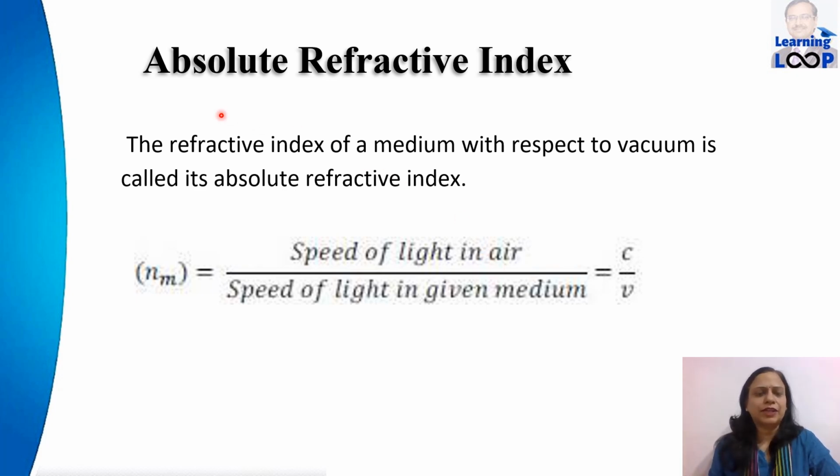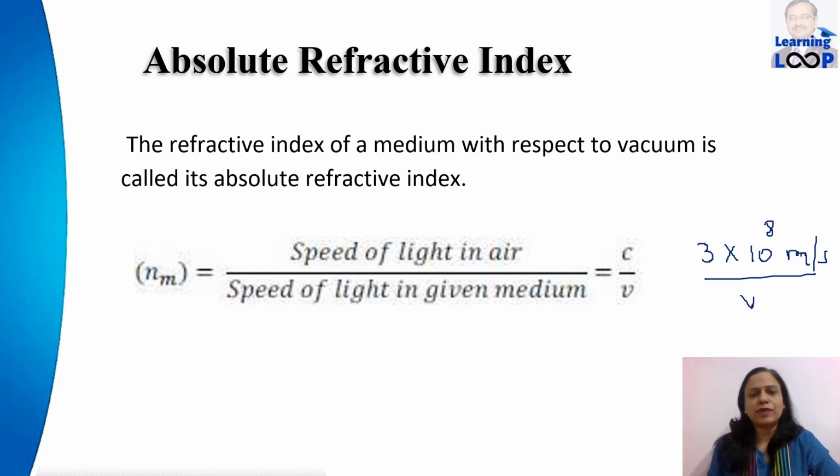Then there's another term that you need to know, absolute refractive index. So what is absolute refractive index? It is the refractive index of a medium with respect to vacuum. So absolute refractive index is the ratio of speed of light in air divided by the speed of light in the given medium. So speed of light in air is always fixed. The value is 3 times 10 to the power 8 meters per second. And the speed of light in a medium can vary depending upon what the medium is.